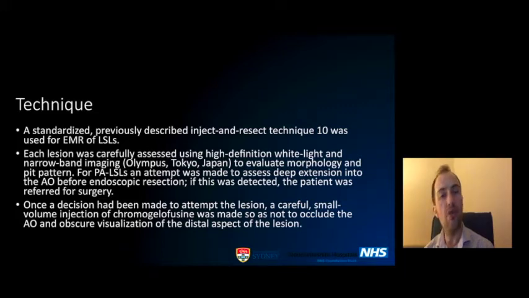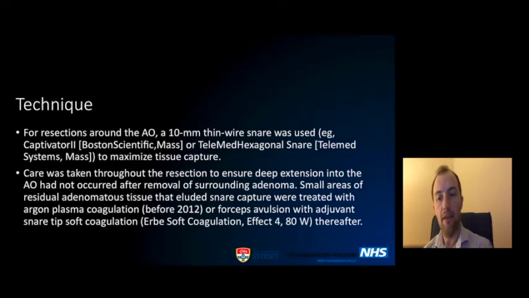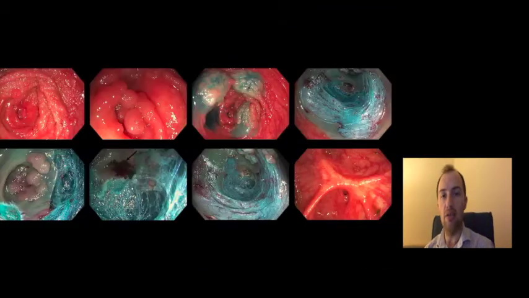It was important to note with periappendiceal lesions whether or not the lesion extended deeply into the appendiceal orifice. These lesions were referred to surgery. And care was taken throughout the resection attempt with a periappendiceal lesion to determine whether or not this was the case, because if it was, the lesion was referred for surgery and the attempts discontinued.